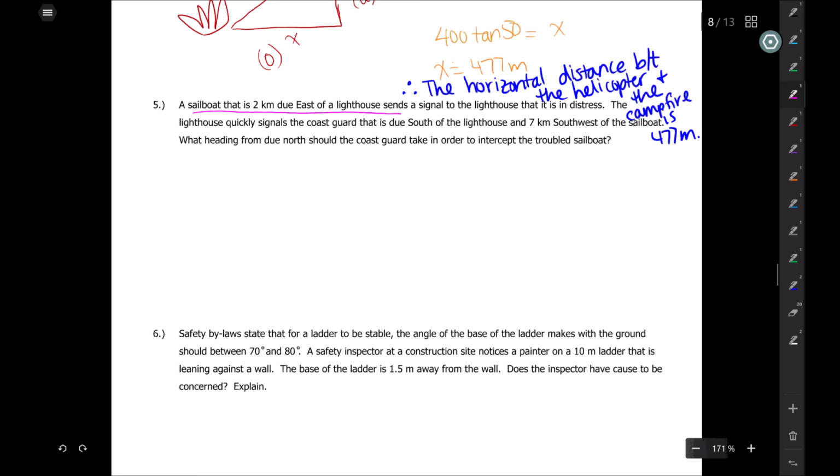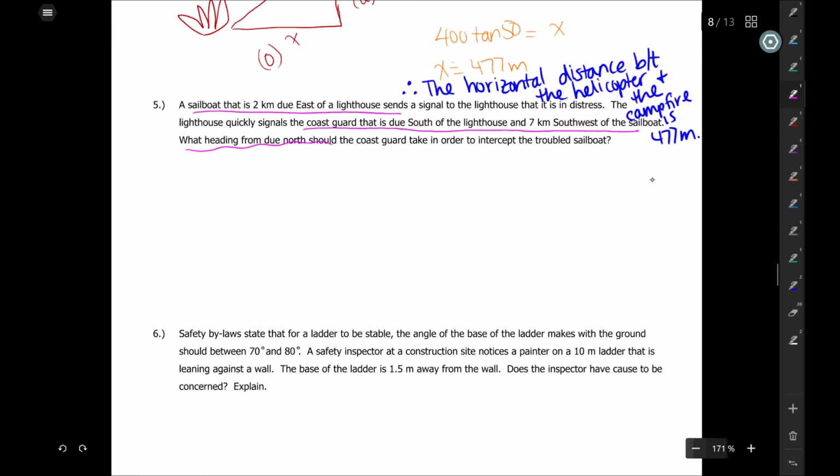Okay? Okay, question number 5 says, a sailboat that is 2 kilometers due east of a lighthouse sends a signal to the lighthouse that is in distress. The lighthouse quickly signals the Coast Guard that is due south of the lighthouse and 7 kilometers southwest of the sailboat. What heading from due north should the Coast Guard take in order to intercept the troubled sailboat? So let's go ahead and talk about how to do this right here.